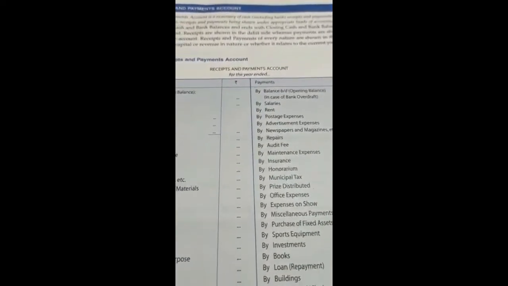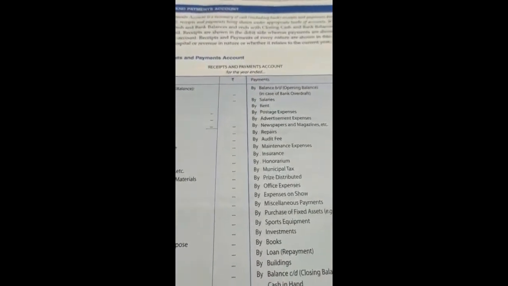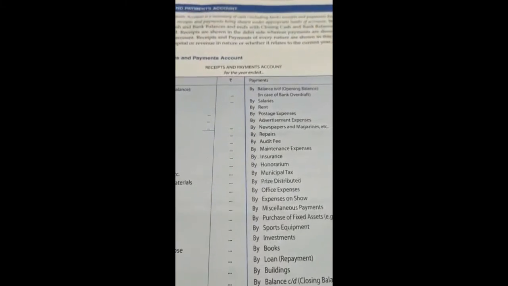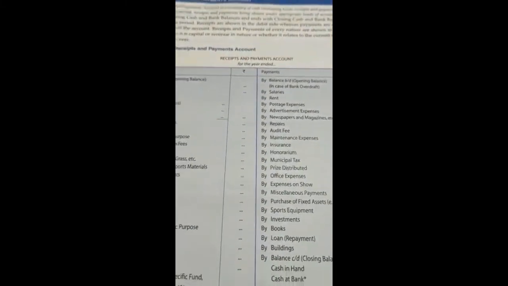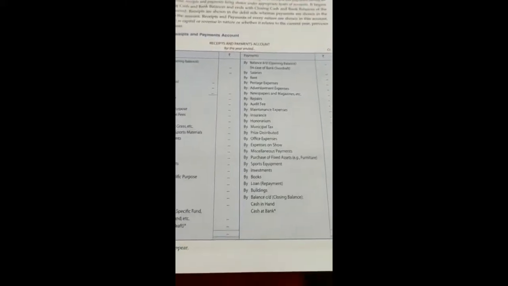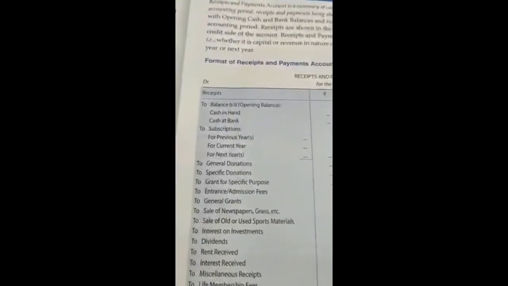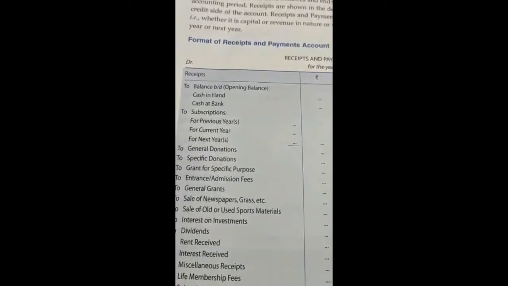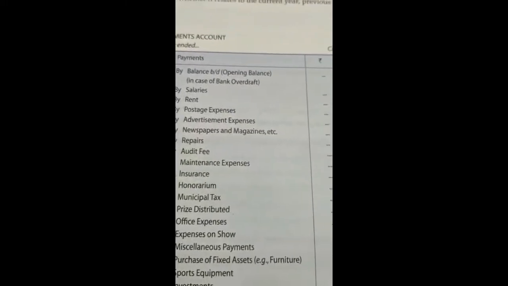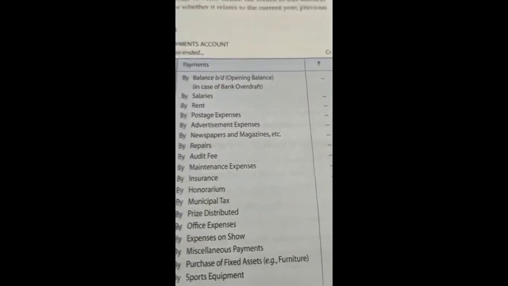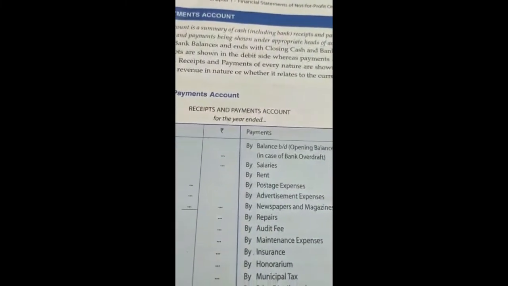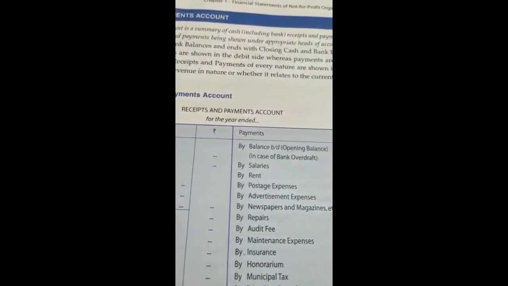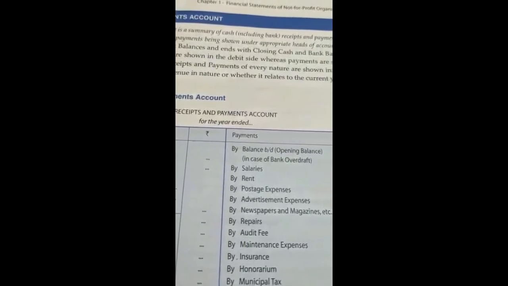Okay students, so let's start our discussion with receipt and payment account. This is the format of receipt and payment account. See how it will look like. It's a normal T format account. We have the debit side, receipts, and payments on the credit side. On the top we have to give the heading receipt and payment account for the year ended.